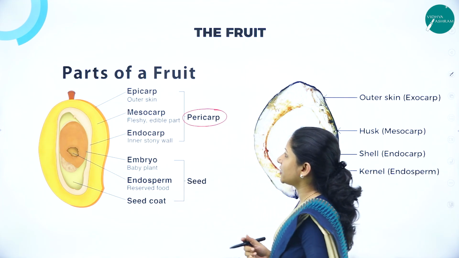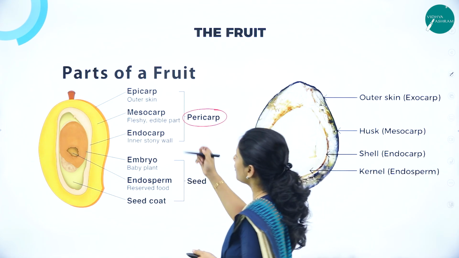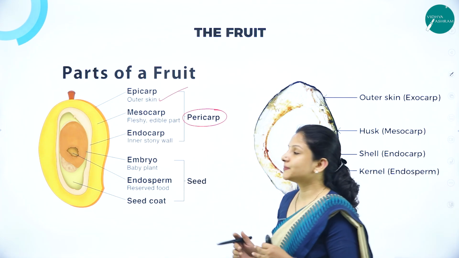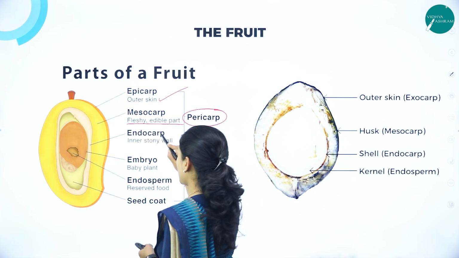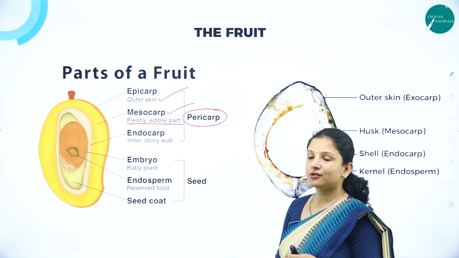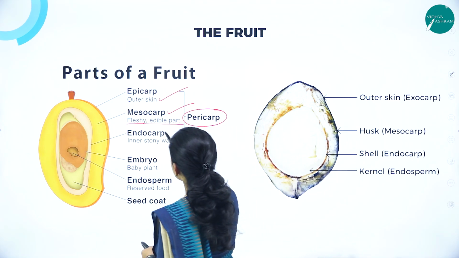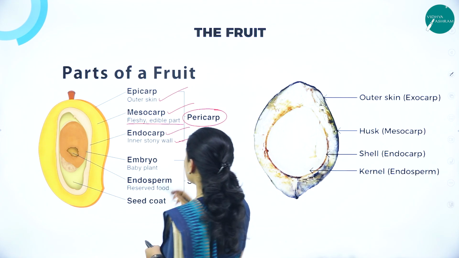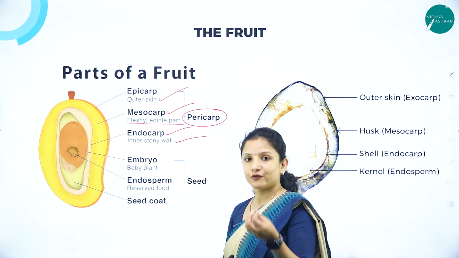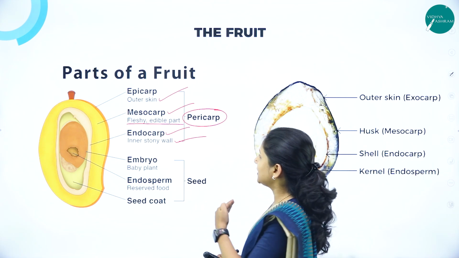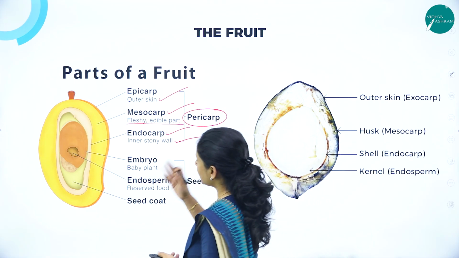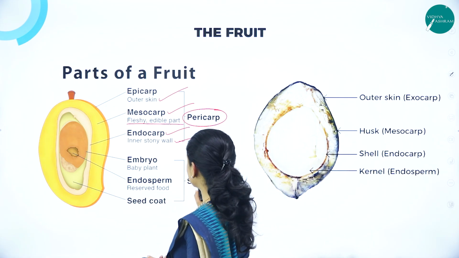Pericarp is made up of the epicarp, which forms the outer skin of the fruit, and below the skin is present the fleshy edible part, which is called the mesocarp, and next below the mesocarp is present the endocarp, which forms the inner stony wall. Be it the apple or the mango, any fruit that you take is made up of these three layers, which together is called the pericarp. Next, inner to the pericarp is present the seed.